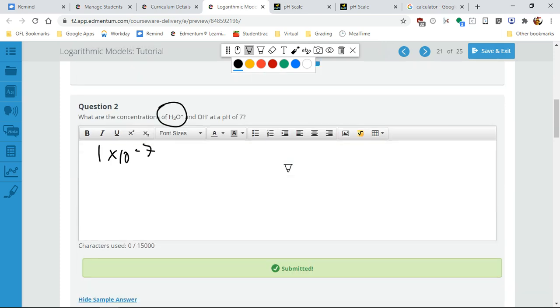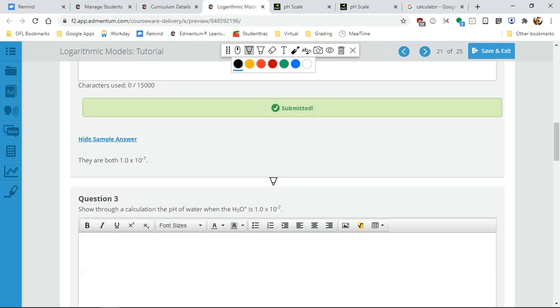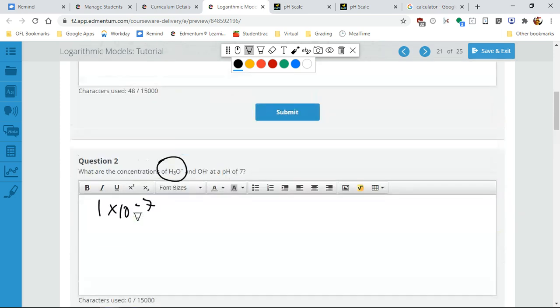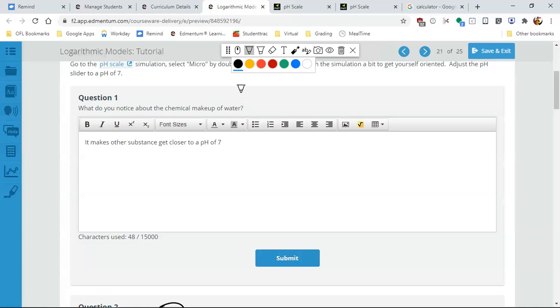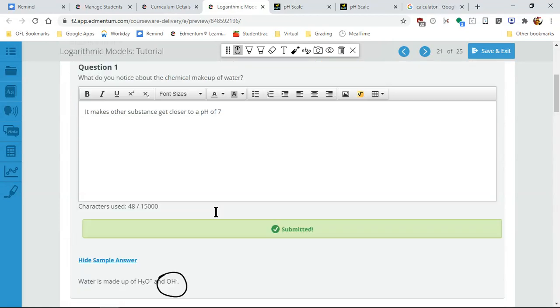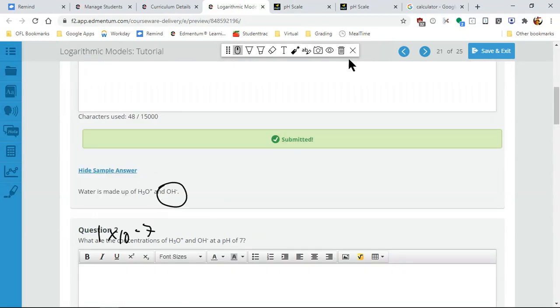Does that kind of make sense? I know we're not taking chemistry, so it's a little weird. Yes, no, maybe, perhaps. Again, this is very weird. They're basically just telling us that this becomes more neutral. It's made up of this and that.